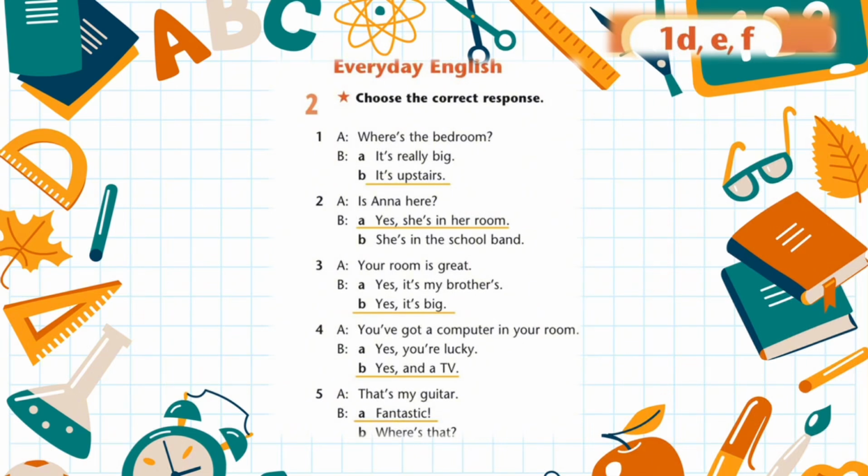Exercise 2. Choose the correct response. The first. Where is the bedroom? It's upstairs. The second. Is Anna here? Yes, she's in her room. The third. Your room is great. Yes, it is big. The fourth. You've got a computer in your room. Yes, and a TV. The fifth. That's my guitar. Fantastic.